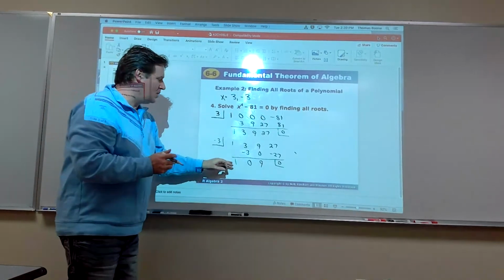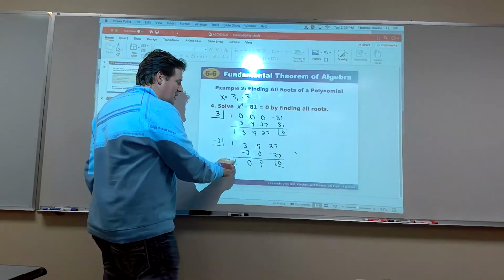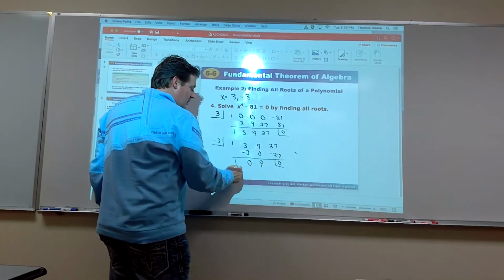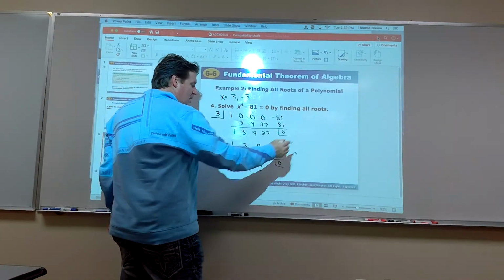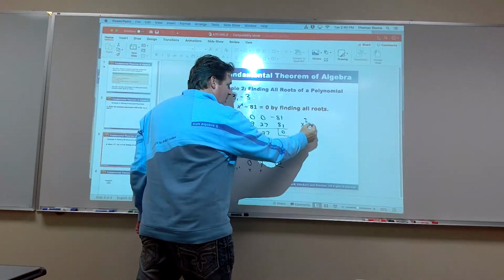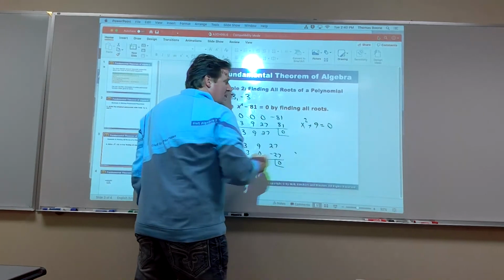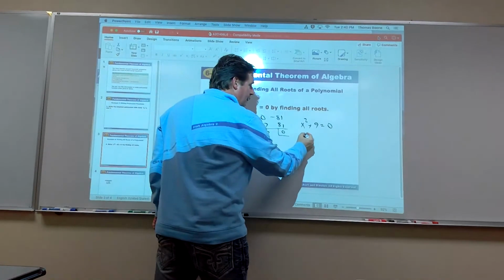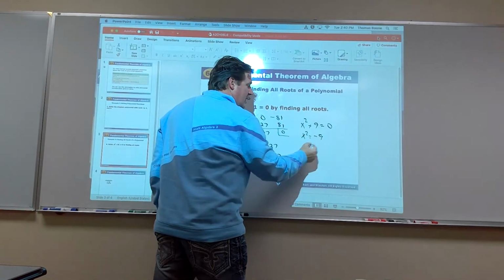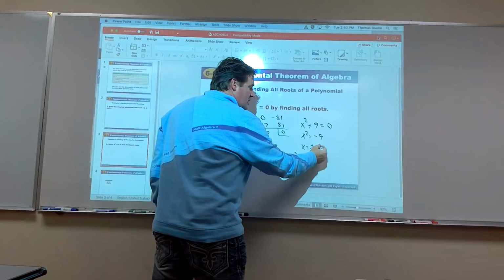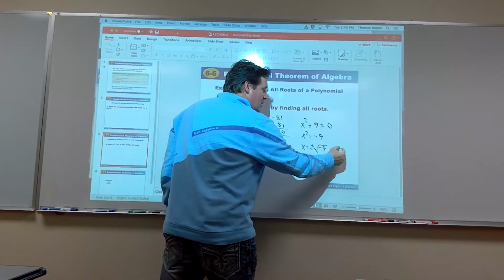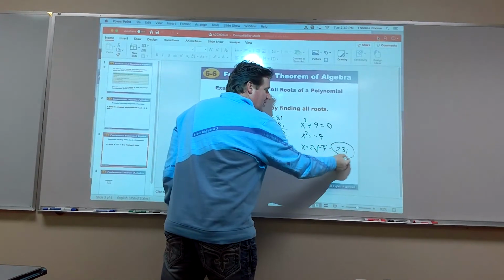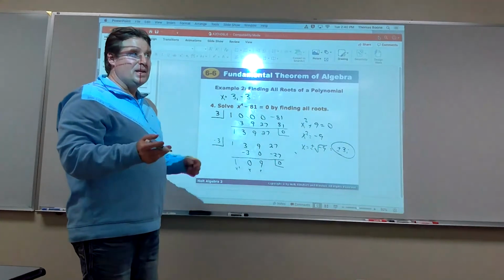And what happens here is we have this quadratic. Remember, what this means is that this is the x squared, this is the x, and this is the constant. So what we have is x squared plus 9. We want to know what makes that 0. So x squared equals negative 9. x would be plus or minus the square root of negative 9, which we know is positive or negative 3i. We know those always come together in pairs.